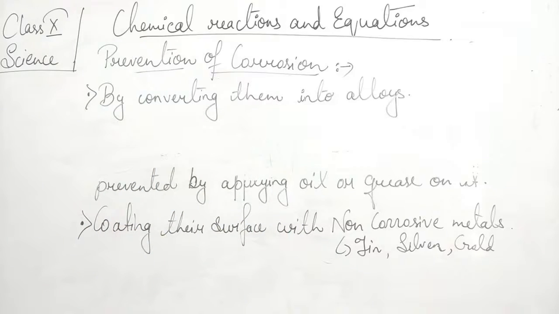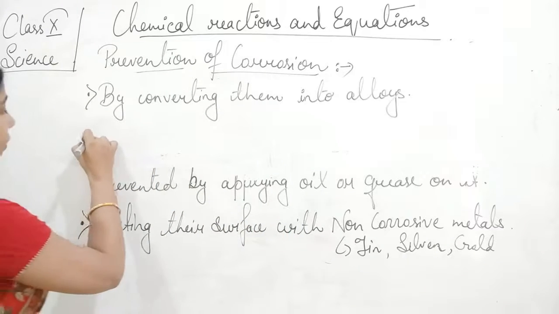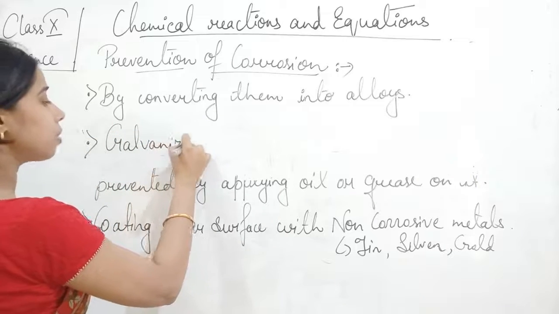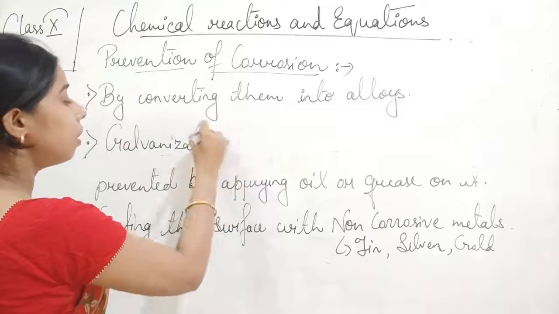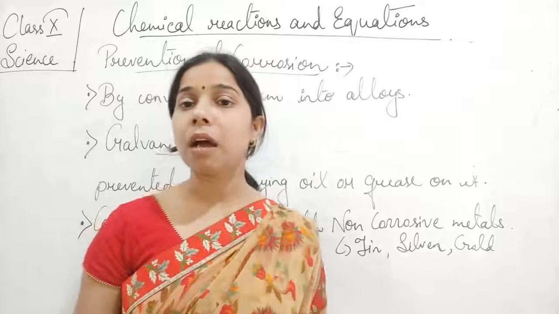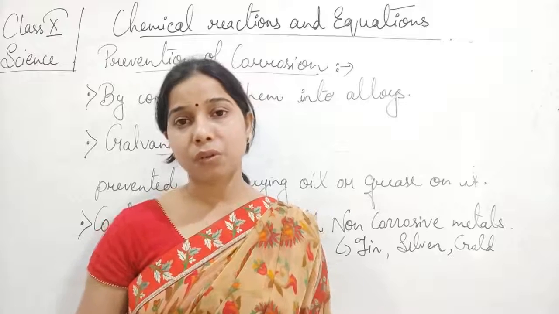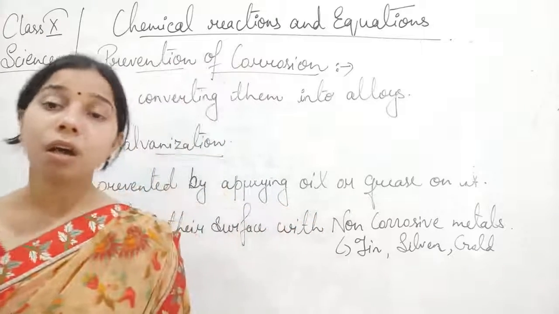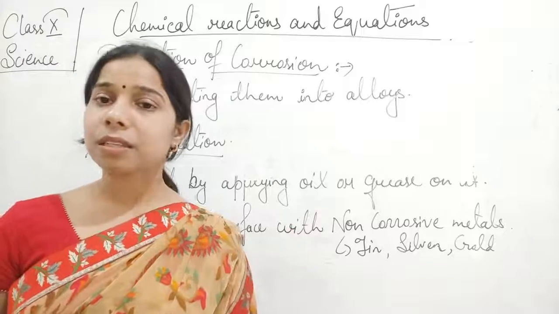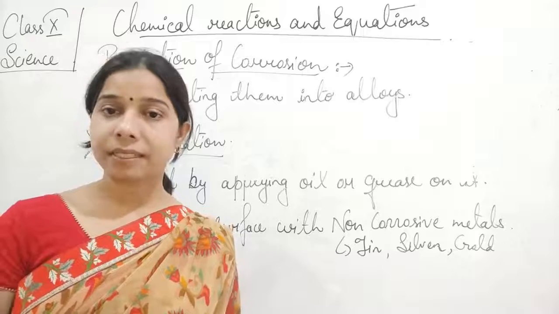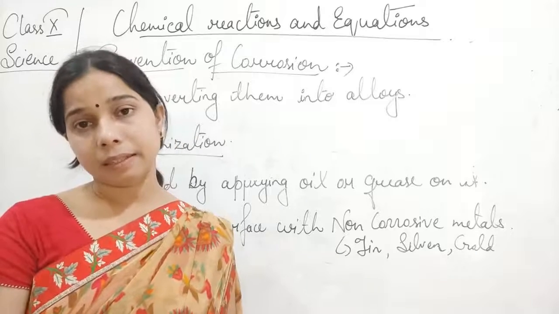Finally, we can prevent corrosion by the process of galvanization. So in the process of galvanization, what happens? A coating of another metal like zinc is coated over the iron. That is the process of galvanization. So we can use this method also to prevent the corrosion, student. So this is the first one by which we can prevent the oxidation of the materials.